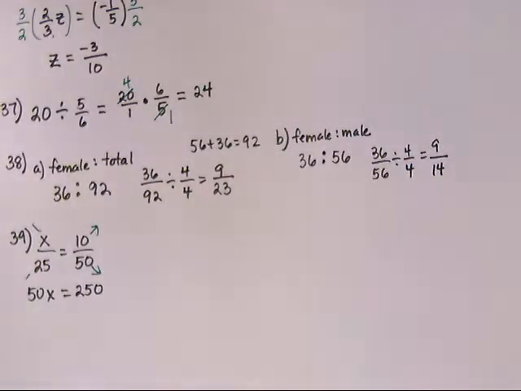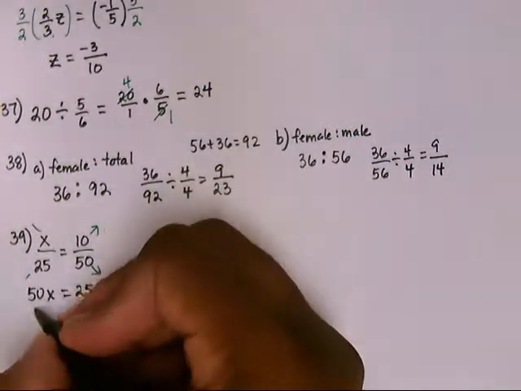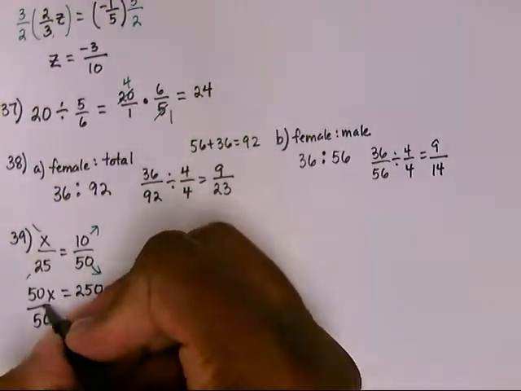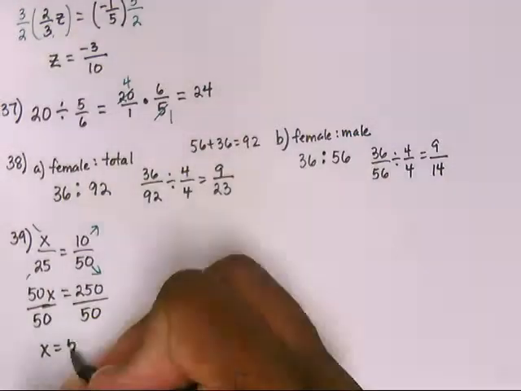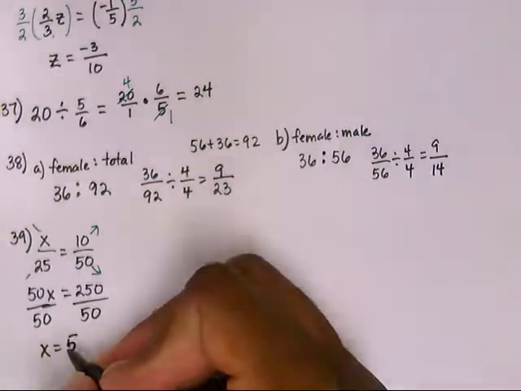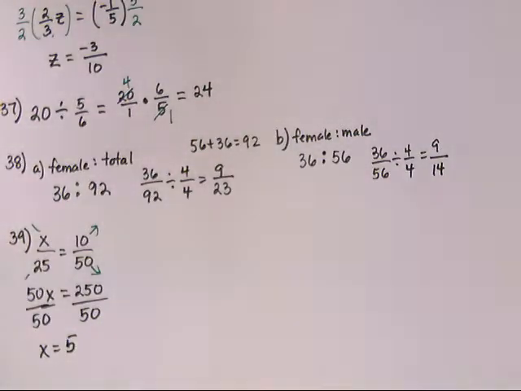So I got 50x is equal to 250. And then divide both sides by 50. X will be equal to 5. Okay, so that's how we solve a proportion.